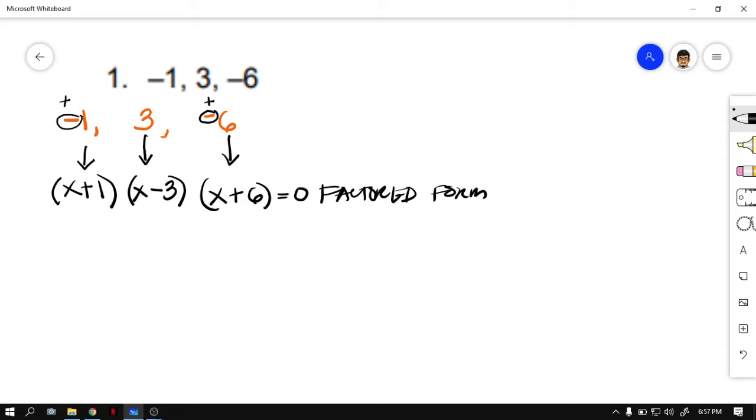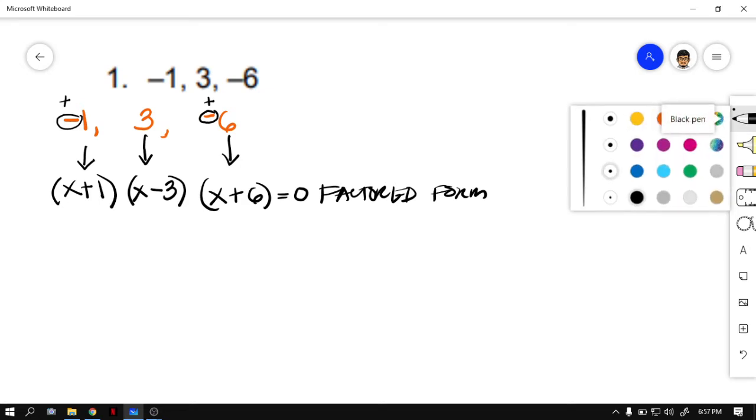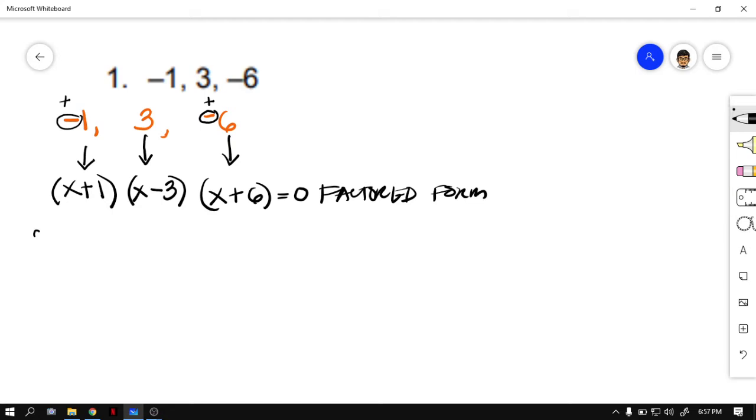And from there, pwede mo nang hanapin yung polynomial. Okay? Paano? By using FOIL method. Okay? So, kung magpo-FOIL method tayo, pairing muna tayo. Unahin natin itong dalawa. So, we have x plus 1 times x minus 3. Okay? So, ito muna ang unahin natin. And then, these are binomials. So, FOIL method is the key.